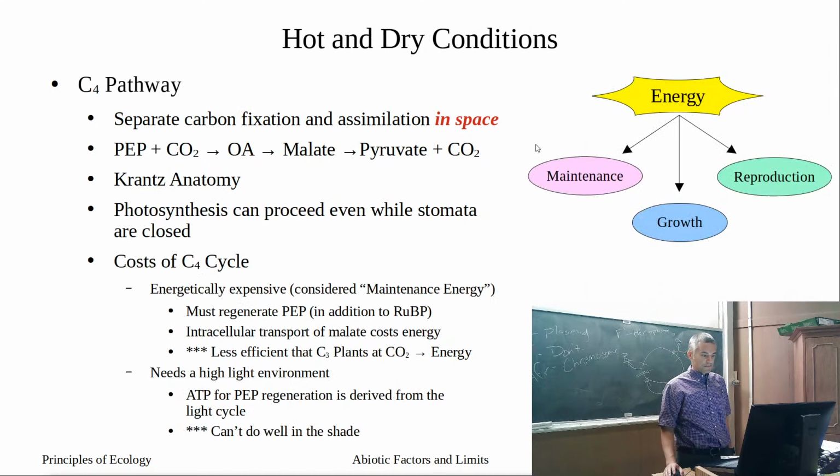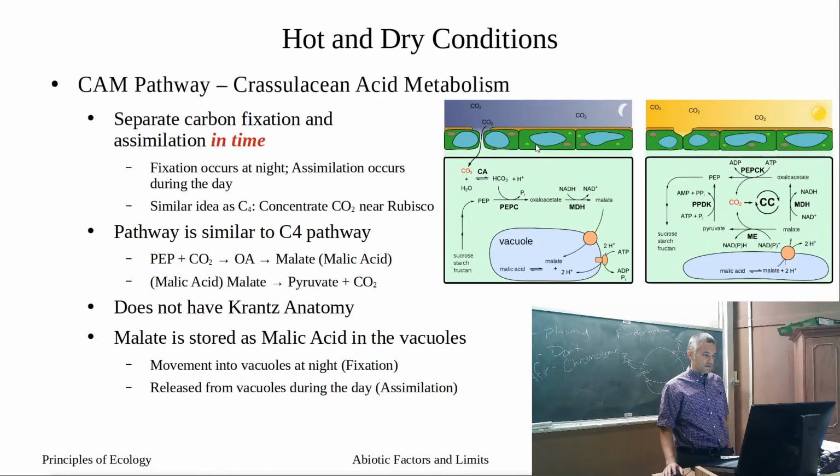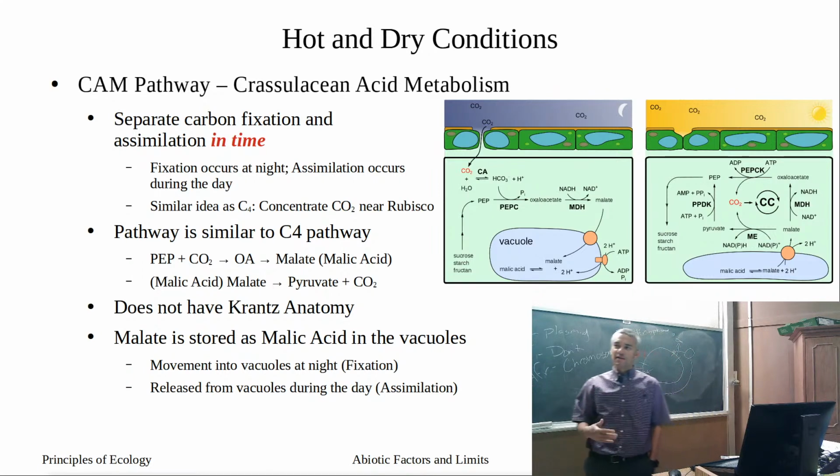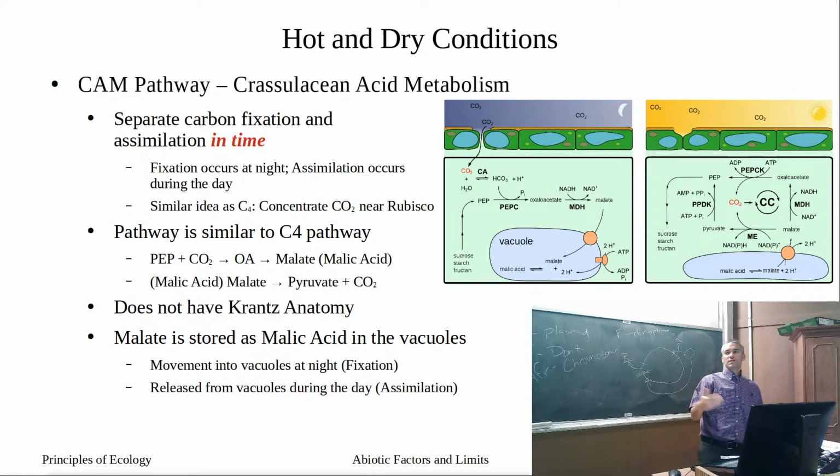CAM plants separate fixation and assimilation in time. C4 was in space; CAM plants are all in time. They fix CO2 at night, while the stomata are open, taking CO2 out of the air and fixing it as malate. It gets stored in the vacuoles as malic acid, where it just keeps building up.